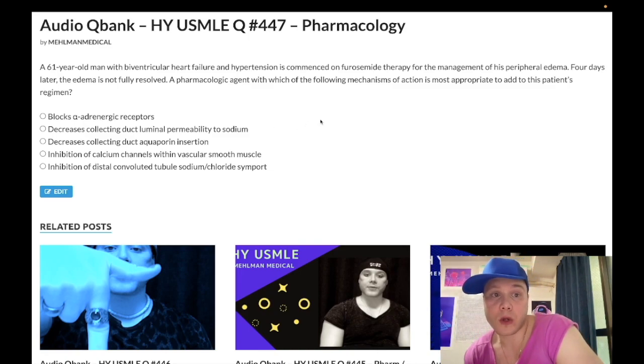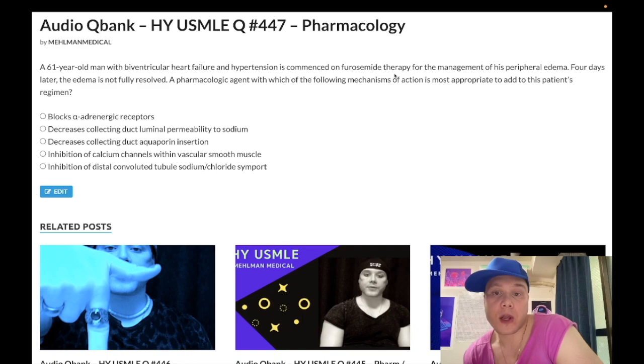So we have a 61-year-old man, biventricular heart failure and hypertension. He's commenced on furosemide therapy for the management of his peripheral edema. 4 days later, the edema is not resolved. And the question wants to know, what drug are we going to add to this patient's regimen to improve his edema? Okay, and as I prefaced with, I'm going to keep this real concise here.